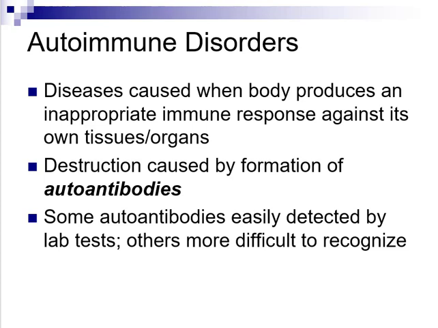So autoimmune disorders happen when the body's immune system reacts inappropriately to its own tissues or organs. And the destruction or the disease process is caused by the formation of something called auto, meaning self, antibodies. So the body starts creating antibodies against itself. Some of these autoantibodies are easily detected by lab tests, and others are more difficult to recognize. So there are some autoimmune disorders that are difficult to characterize as autoimmune yet because a lab test is not available yet to detect if that particular autoimmune disorder is happening.